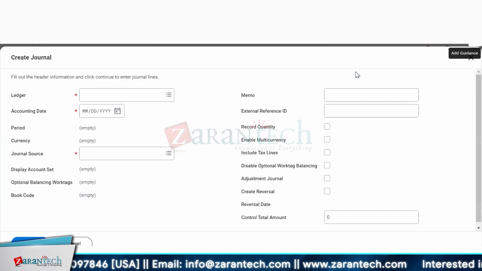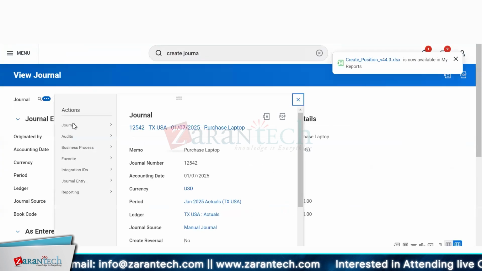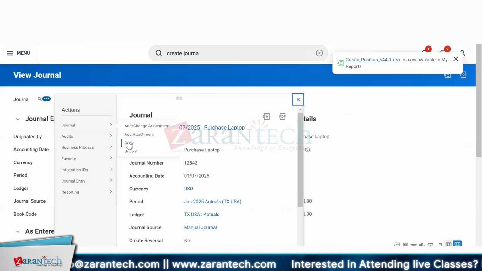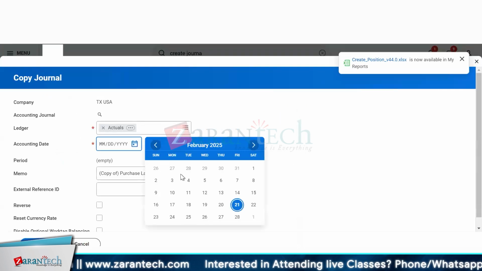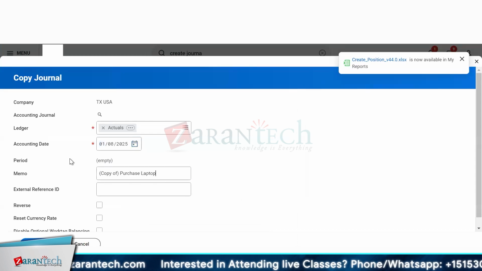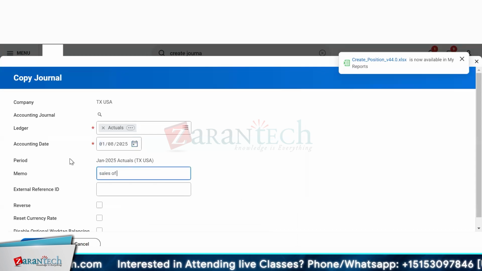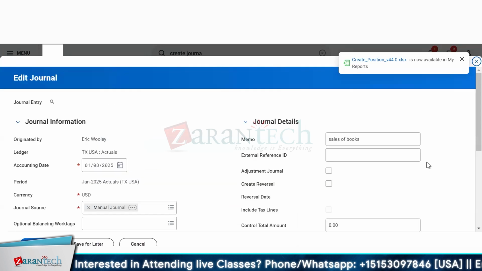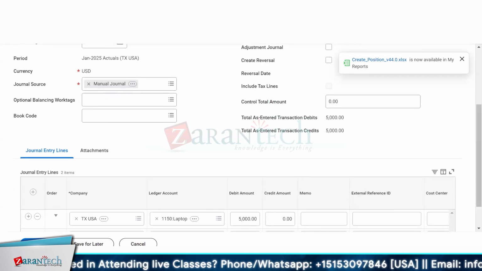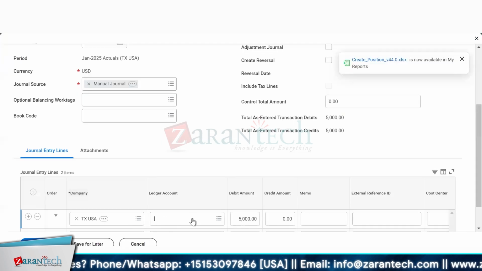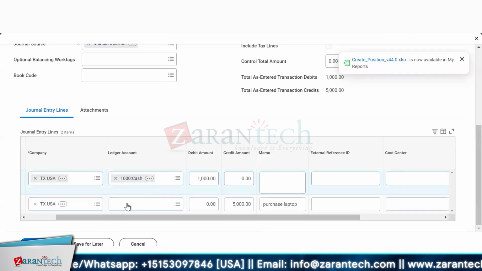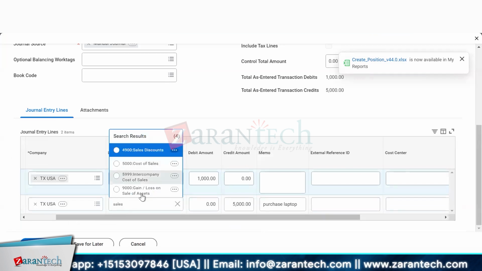Okay, again a journal, or you can copy the journal as well. Even if you have the same information, you can copy your journal. Just open up a journal, copy it, and then change the dates here. It's the 8th, and here it is now sales of books, because this is the third transaction. Now from the sales perspective, the accounting transaction was cash debit, book sales credit. So here again I would change it: cash debit 1,000 and here sales. So cost of sales, intercompany.